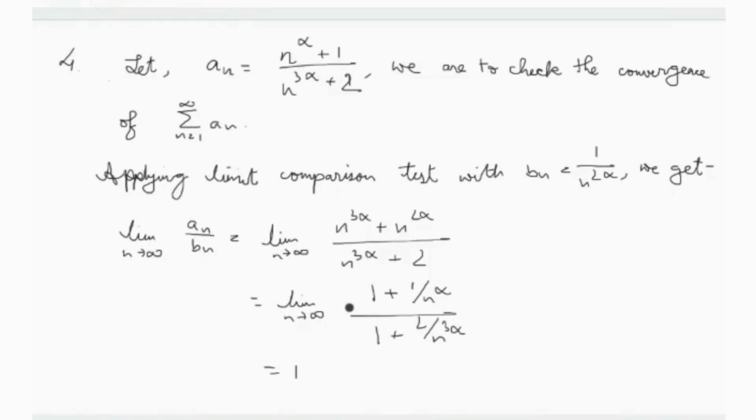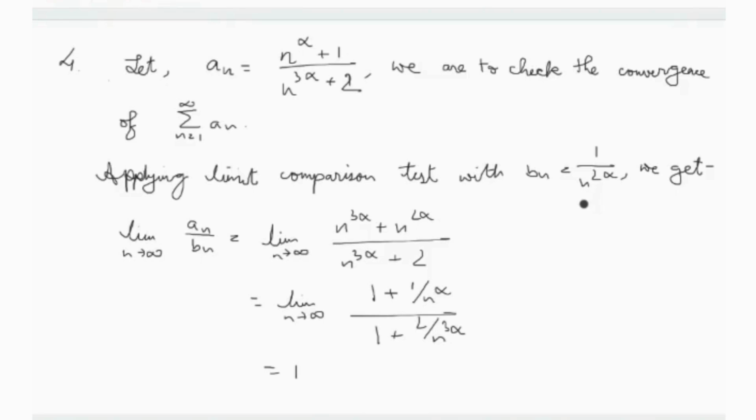Here I have a question. When you are choosing b_n as 1 by n to the power 2 alpha, and in a_n we see n to the power alpha in the numerator and n to the power 3 alpha in the denominator, on what basis are you choosing b_n as n to the power 2 alpha? Why not n to the power 3 alpha itself?